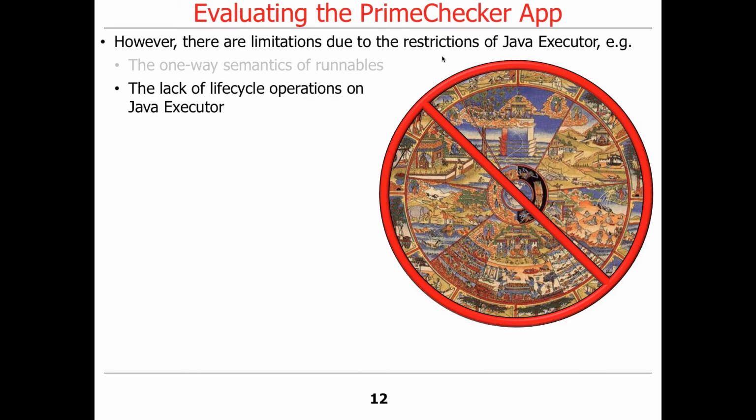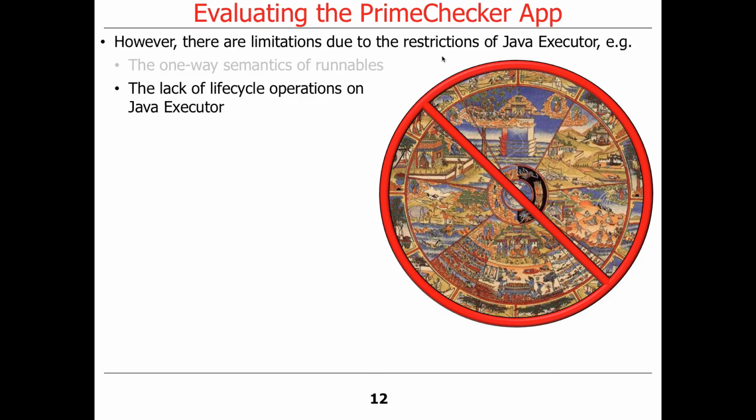The second problem is that there's no lifecycle operations on the Java Executor interface itself. Does anybody know what this is? I mean, obviously it's the no sign, but what's behind that? That's the Sanskrit symbol for samsara. Does anybody know what samsara is? It's the Buddhist and Hindu concept of rebirth and reincarnation, life cycle, right? Coming and going, birth and death.